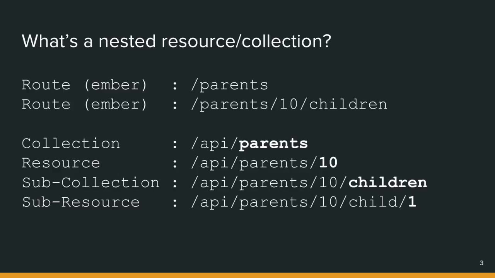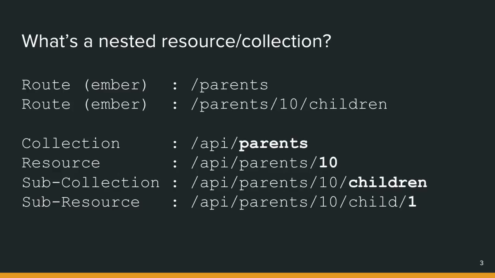Now on the back end, you might want to mirror this directory structure with collections and resources. So parents is an example of a collection. There are many individual parent entities or resources. If I want to access one of those resources, I do parent/10, which will get me to a particular parent. If I want to access all the children belonging to a parent, which is a sub-collection, I add children. And if I want to access an individual child belonging to one parent, that's a sub-resource.